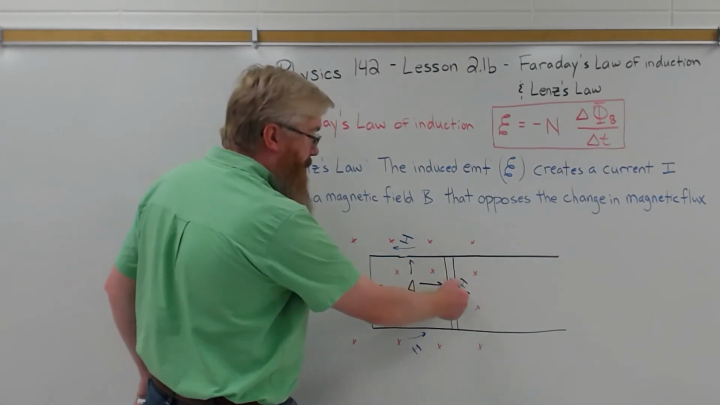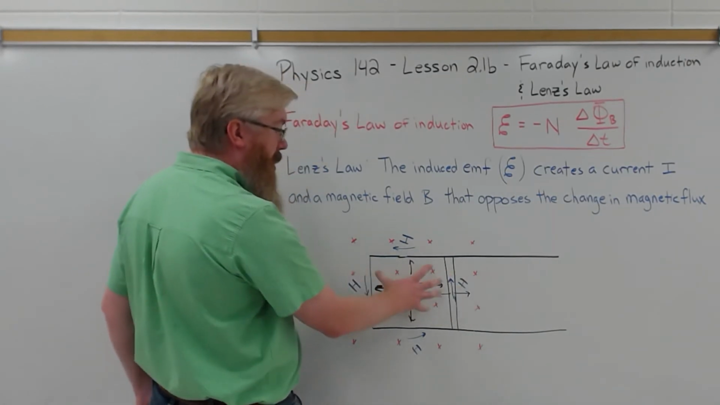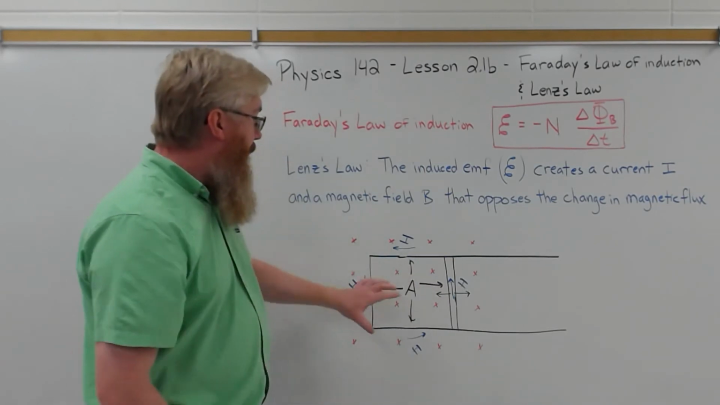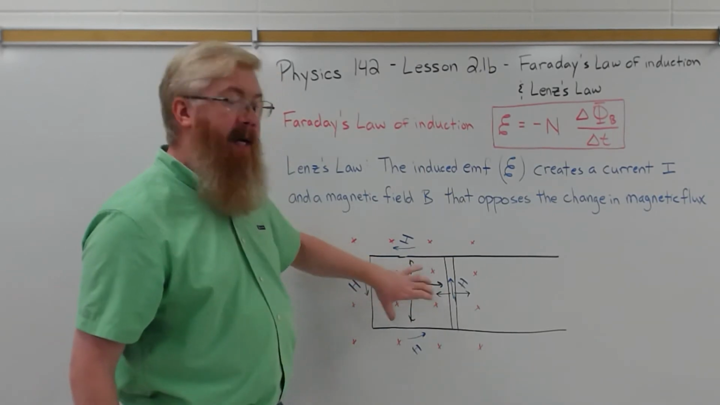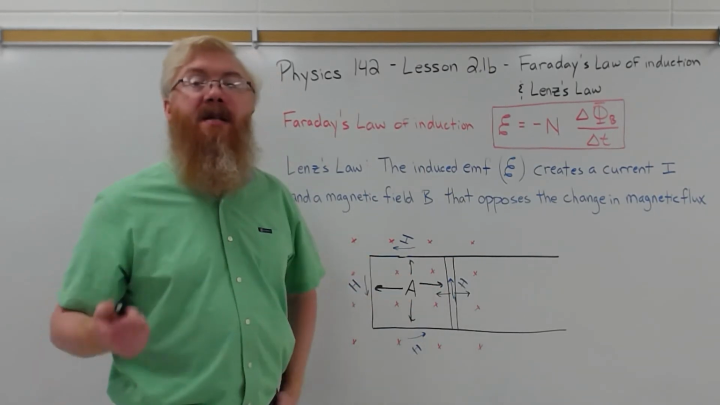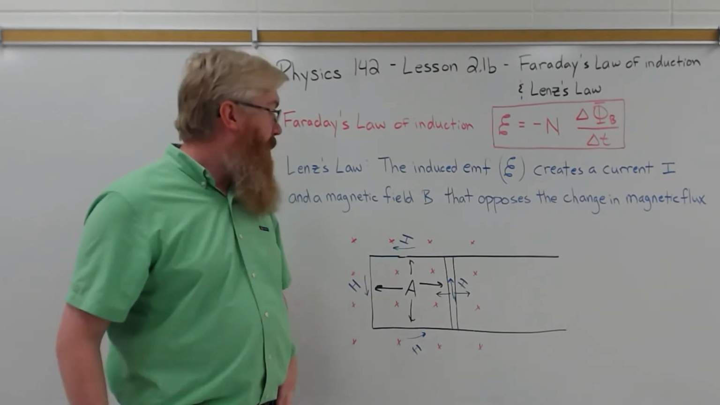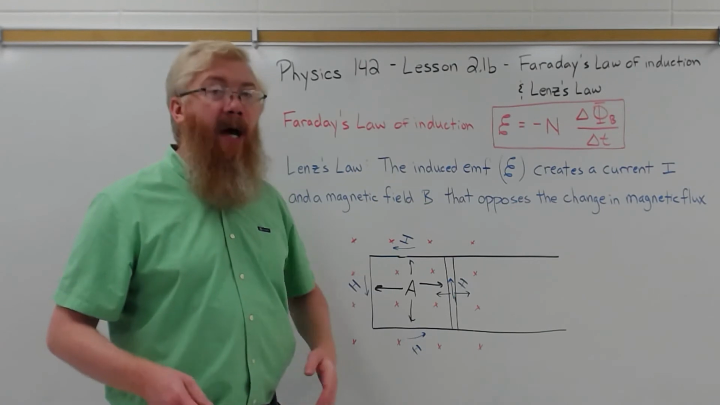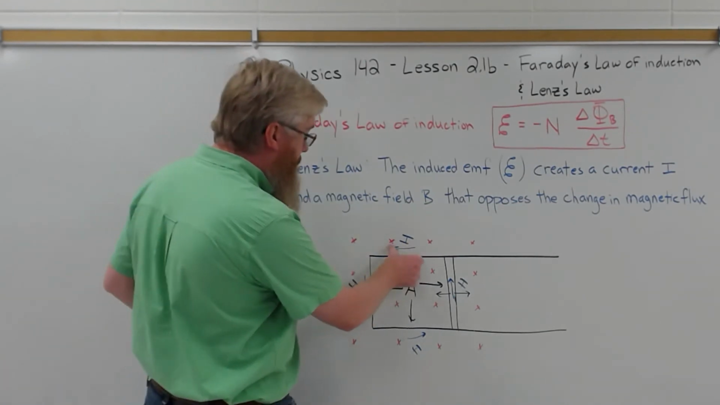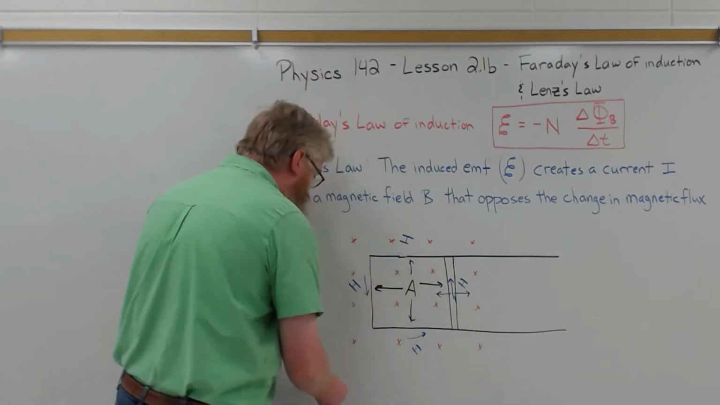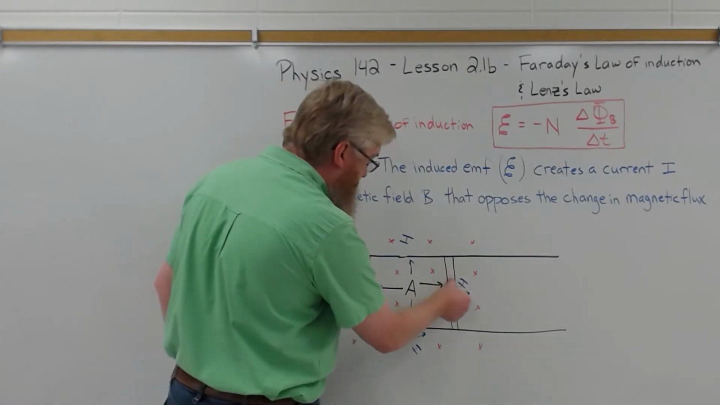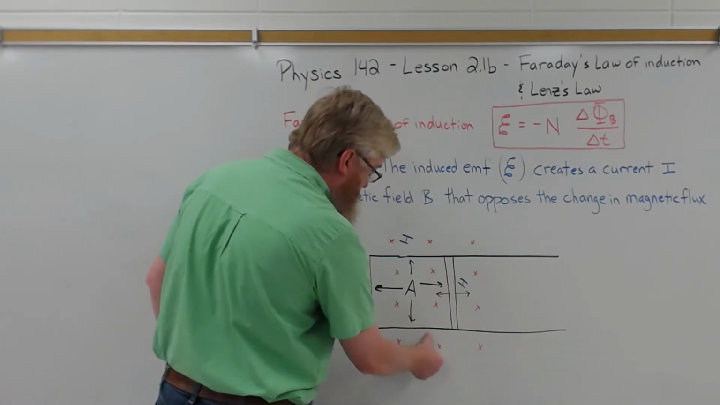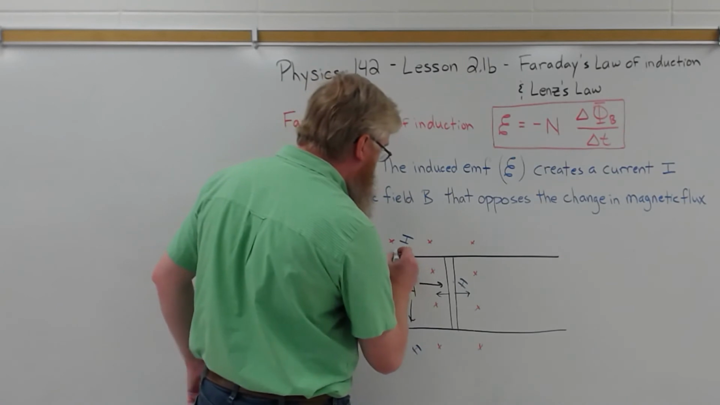If I push the bar to the left, if I pull it and close this area, I reduce the number of magnetic field lines in the area. I'm reducing the magnetic flux. And since I'm reducing the magnetic flux, a current will develop to try to reinforce the magnetic flux. So the current direction will flip. As I had it initially, it will go clockwise.